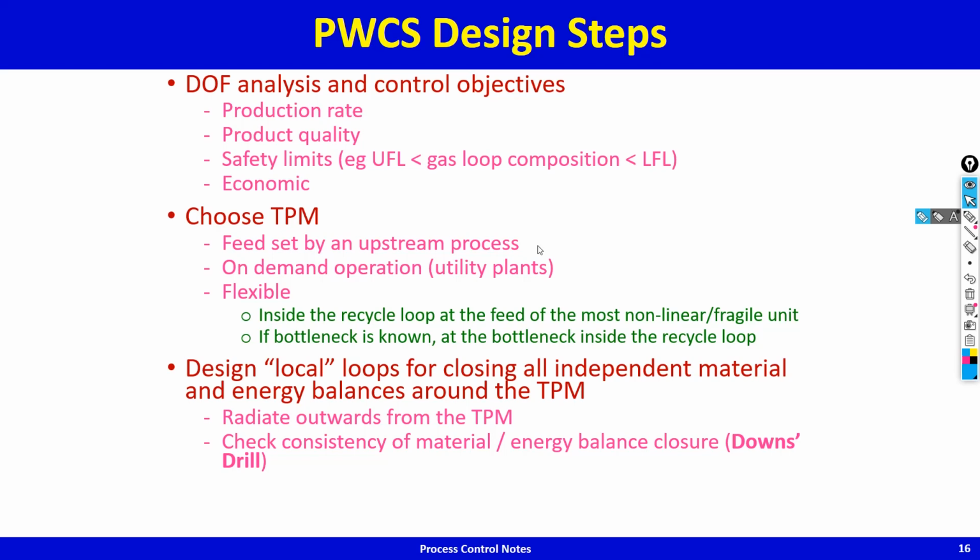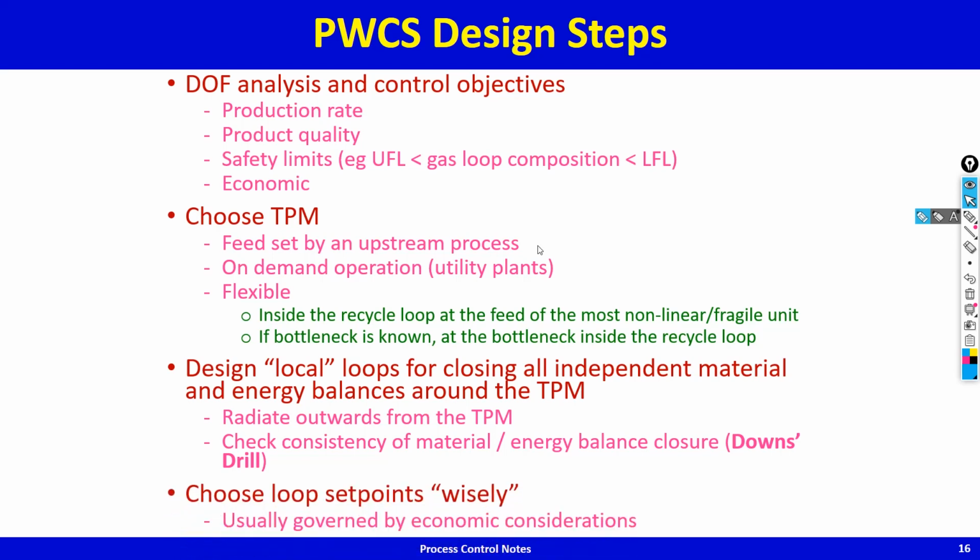Once you have a consistent control structure that will take your process to a steady state, the next question you ask is what should be the set points of the inventory controllers in that control system. These loop set points should be chosen wisely. These typically come from economic considerations. Many a times these economic considerations will dictate that reactor temperature should be maximum, reactor pressure should be maximum, reactor level should be maximum, product quality should be minimum, and so on. Many a times these set points are maximum or minimum.